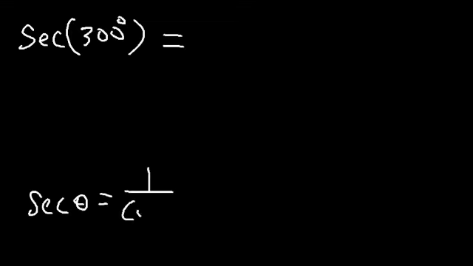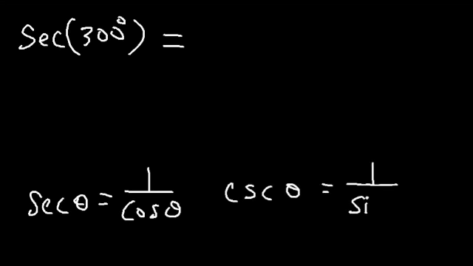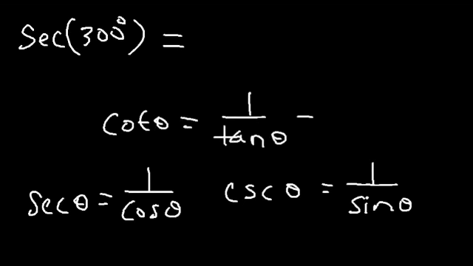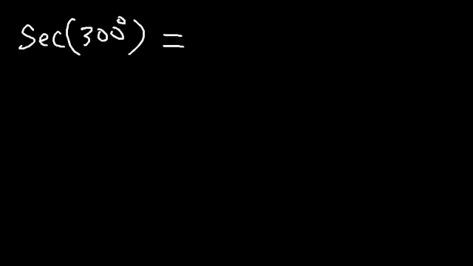Now let's say you have secant 300. How would you evaluate secant 300? You need to know that secant theta is equal to 1 over cosine. And you need to know the other functions. Cosecant theta is 1 over sine theta. And cotangent theta is 1 over tangent, which is also the same as cosine over sine. Keep in mind, tangent is sine over cosine, but cotangent is cosine over sine. So if you want to evaluate secant, you need to evaluate cosine. Secant is 1 over cosine. So what's cosine of 300?